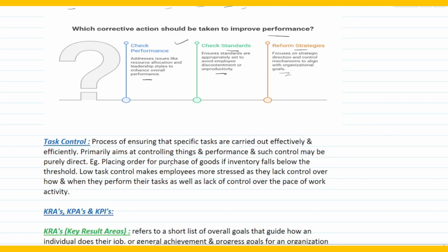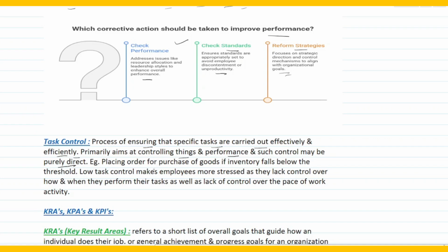So what is task control all about? It is a process of ensuring that specific tasks are carried out effectively and efficiently. So if there is a task, how do you control it? It is basically a process wherein all the tasks are carried out effectively and efficiently. It primarily aims at controlling things and performance, and such control may be purely direct, right? So you talk about the control which is purely direct.